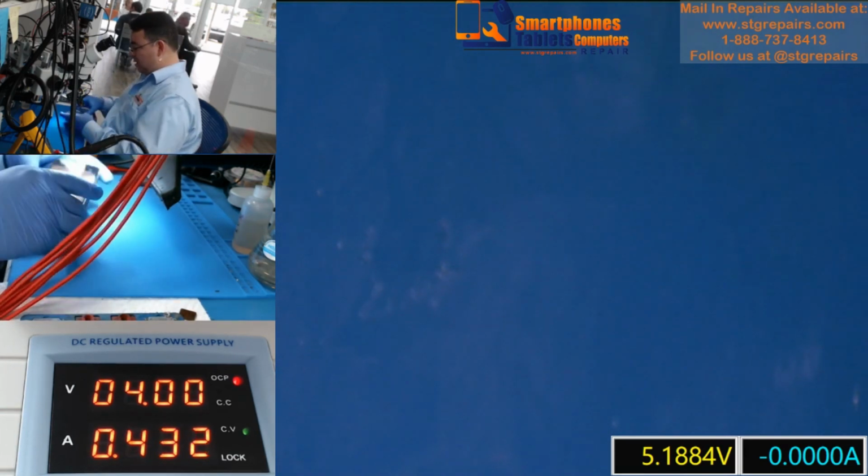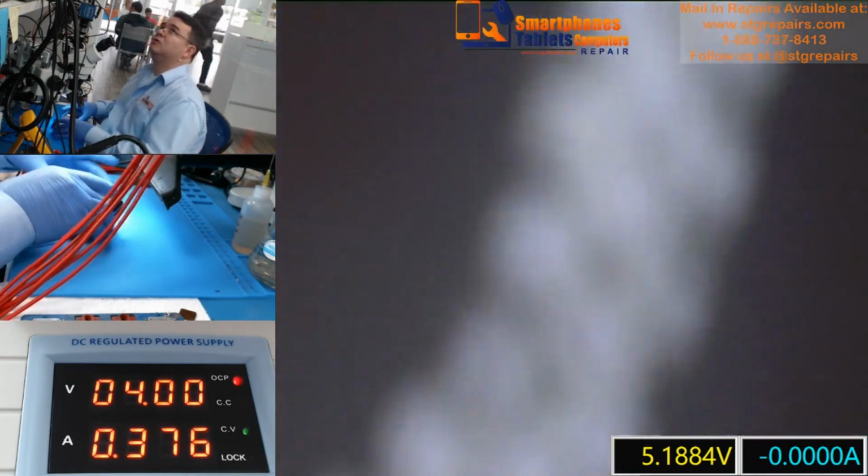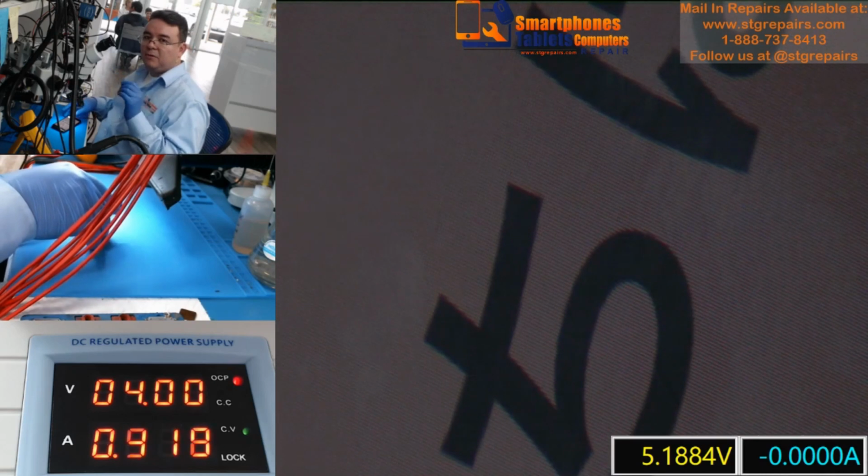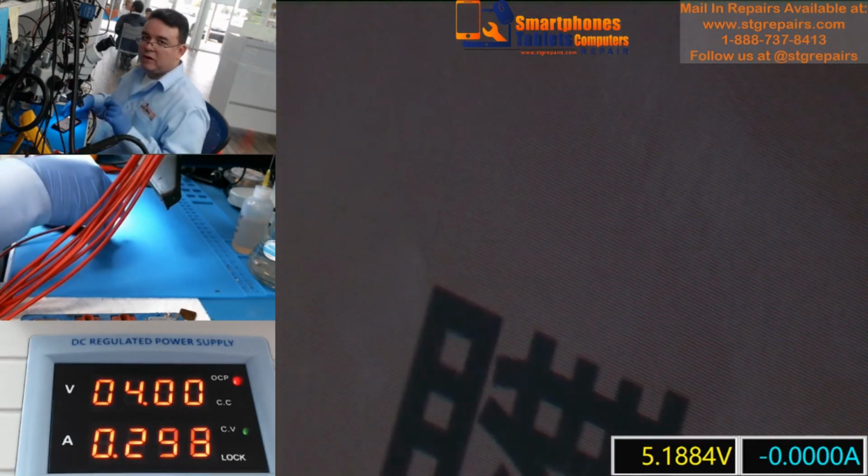So now, this is how you are going to resolve issues. You have to be very careful in any repair. You have to pay attention to every single detail.